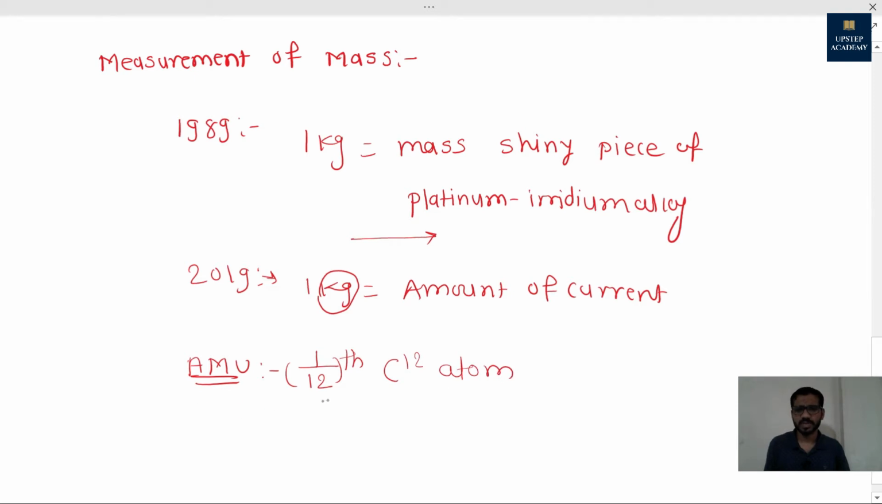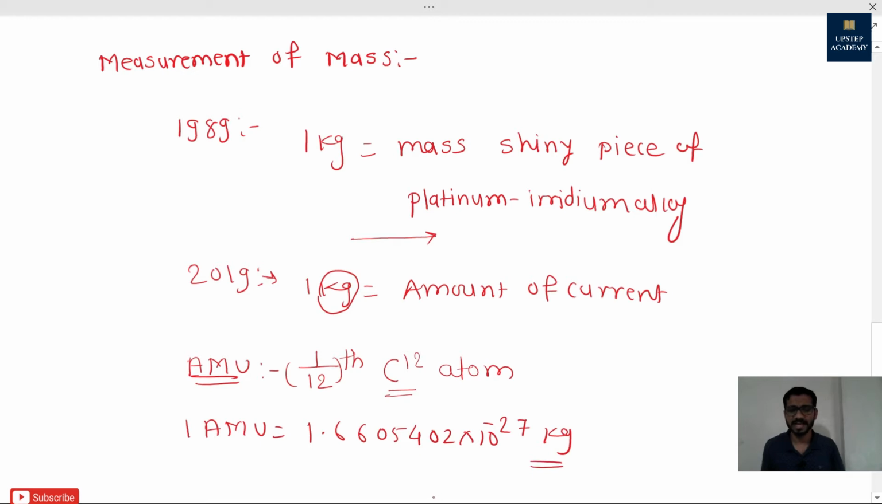One atomic mass unit is nothing but 1/12 the mass of a standard C12 atom. Why is C12 used here? Because C12 is the most abundant and most stable isotope found in nature. That is why C12 has been taken for the atomic mass unit. And one atomic mass unit is equal to 1.6605402 times 10 raised to minus 27 kilogram. So that is exactly the relation between atomic mass unit and kilogram.